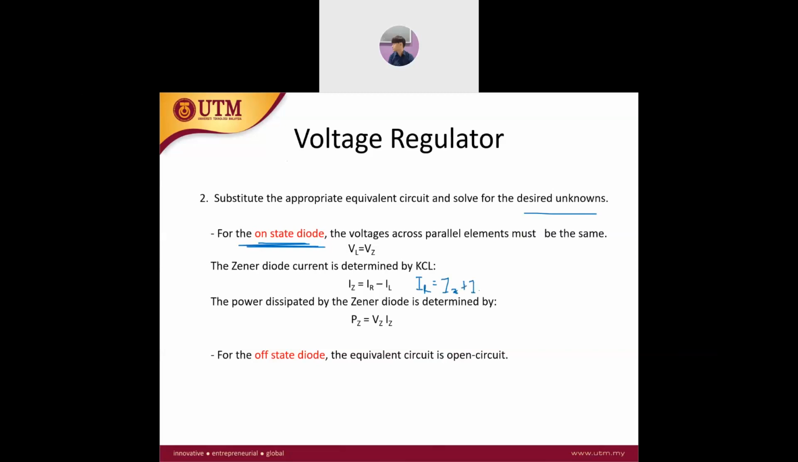Okay, IR equals IZ plus IL. So IR is the current passing through this resistor, and then it's split between this Zener diode and the load. The power dissipated by the Zener diode is determined by VZ times IZ. Let me show you this to help you understand better.